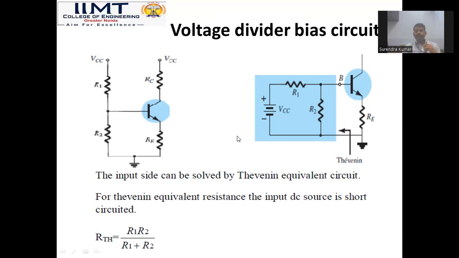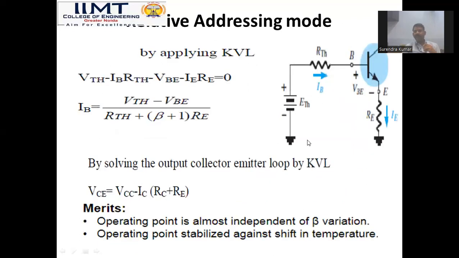So this circuit is analyzed with the help of the Thevenin equivalent circuit. Thevenin equivalent, we have here R1, R2. So the Thevenin equivalent resistance of this can be calculated as RTH equal to R1 R2 upon R1 plus R2, and the voltage at this output terminal, or you can say across R2, will provide a Thevenin voltage. So this is the equivalent circuit of the voltage divider for the input side.